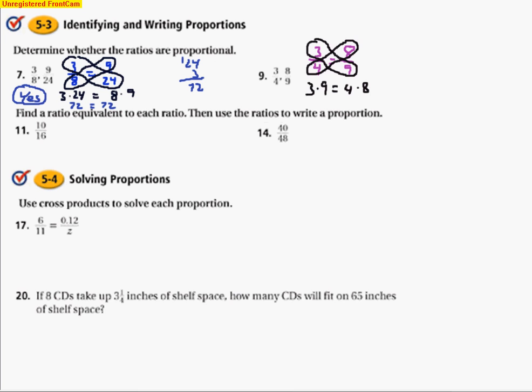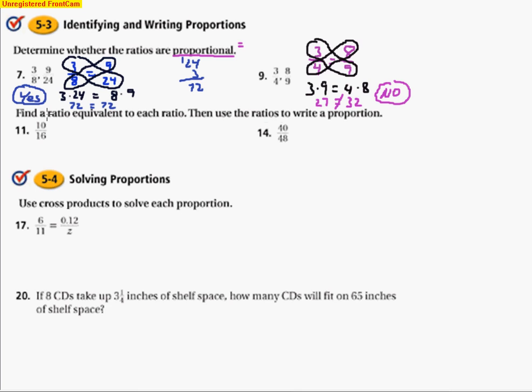Well, these numbers aren't so bad. They're smaller, so we could probably figure them out. So 3 and 9 make 27. Well, let's see if it equals 4 times 8. Oh, 4 times 8, no, that makes 32. These two numbers do not equal. That tells us right away that no, these two fractions are not proportional. So proportional means, well, do they equal? And these do not.